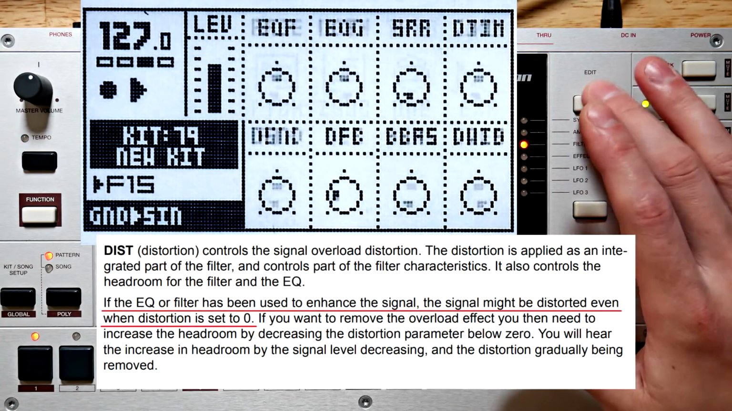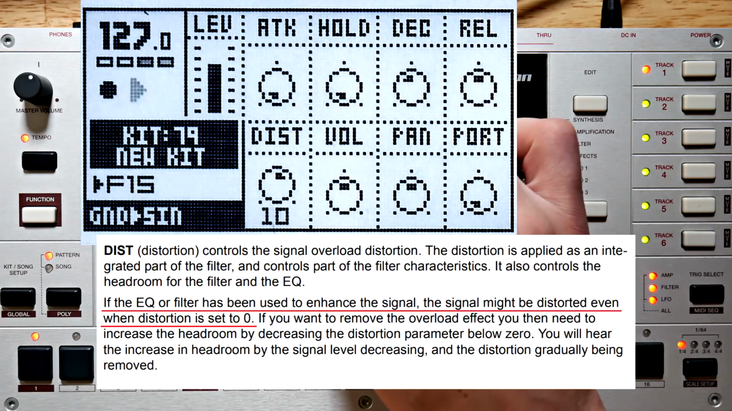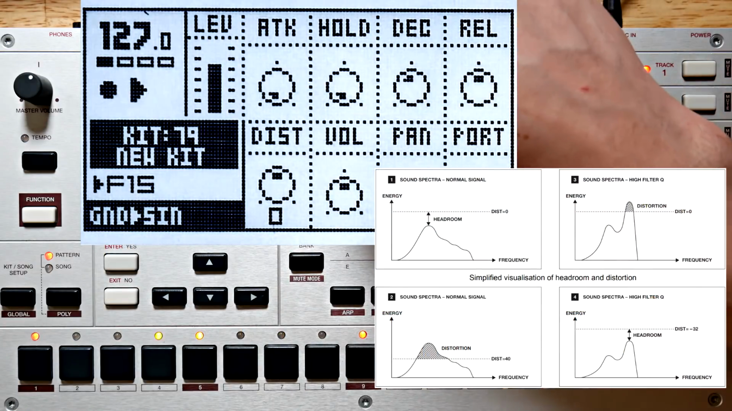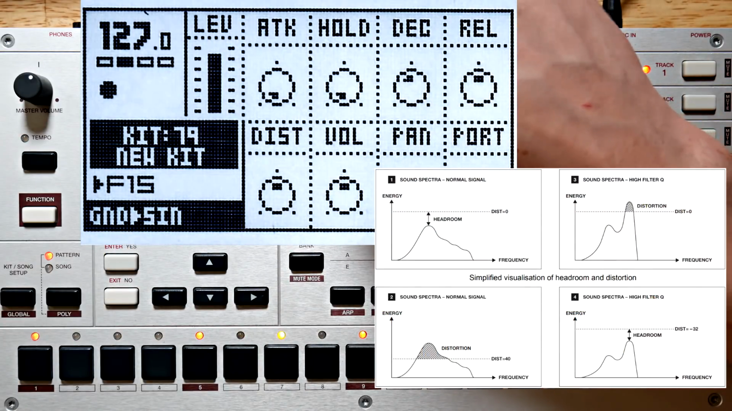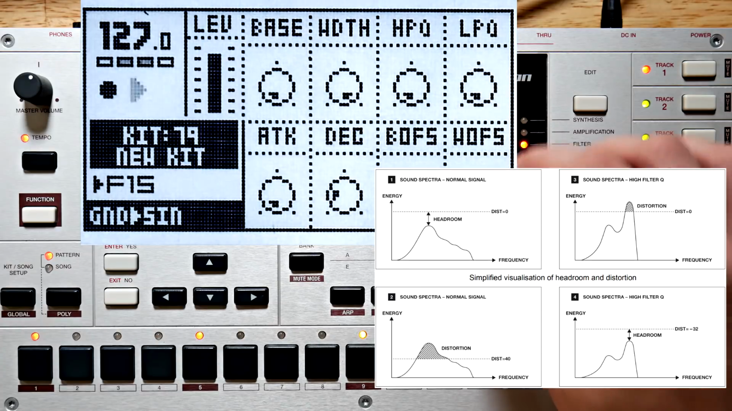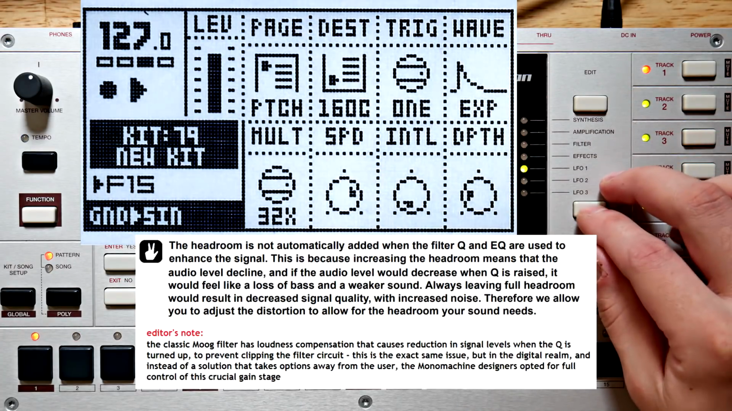The distortion parameter is a deceptively powerful feature on the Monomachine. That's because it's not precisely a distortion, but rather a headroom control. Going into negative values will increase the headroom, and it's an excellent parameter to modulate. Let's try putting an envelope on the distortion.